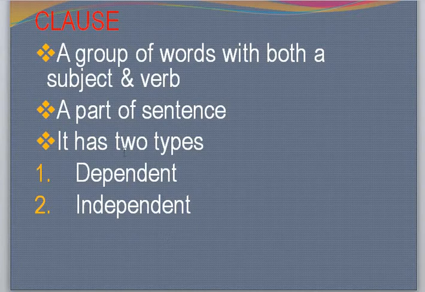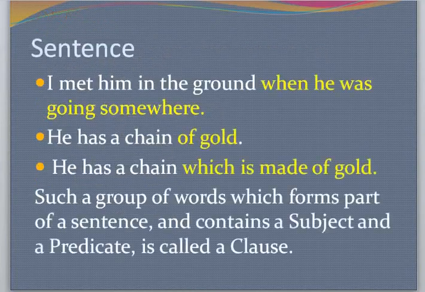But when we talk about the dependent clause, a dependent clause is a group of words that contains a subject and verb but does not express a complete thought, because a dependent clause always gives us a complete thought when it has been combined with the independent clause. So let me explain with examples. Here I told you the sentence, I met him in the ground when he was going somewhere.